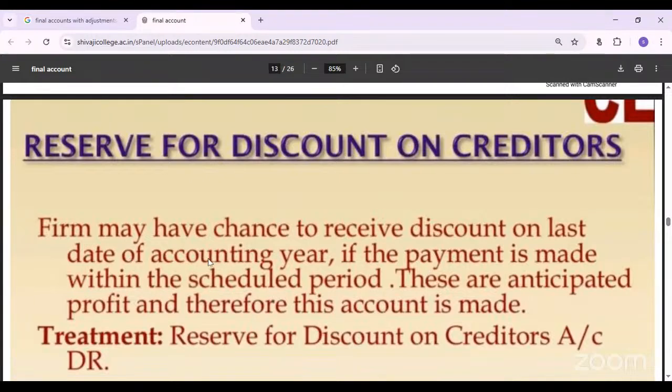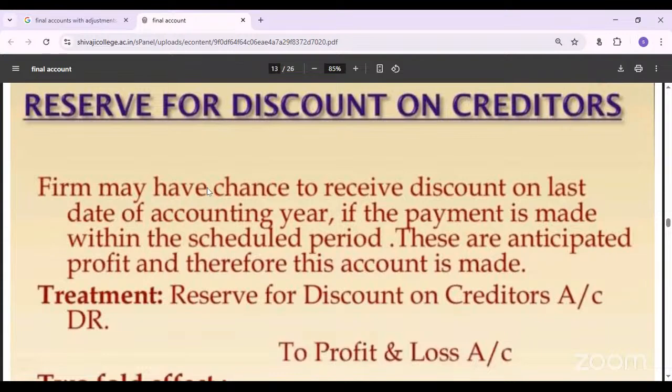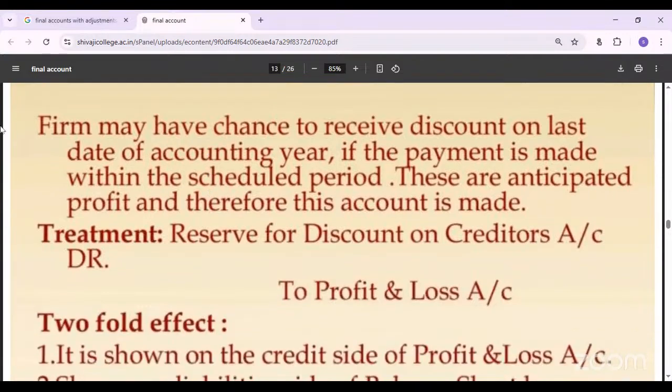ఆన్ లాస్ట్ డేట్ ఆఫ్ ది అకౌంటింగ్ ఇయర్, ఇఫ్ ద పేమెంట్ ఈస్ మేడ్ విత్ ఇన్ ద షెడ్యూల్డ్ పీరియడ్. పేమెంట్ మనం ఎర్లీగా చేయడం జరిగితే సప్లయర్ హ్యాపీగా ఫీల్ అయ్యి హీ విల్ గివ్ అస్ సమ్ డిస్కౌంట్. సో ఆ డిస్కౌంట్ కి మనము రిజర్వ్ అనేది మెయింటైన్ చేస్తాం అన్నమాట. సో ట్రీట్మెంట్, reserve for discount account or discount on creditors account data to profit and loss account.